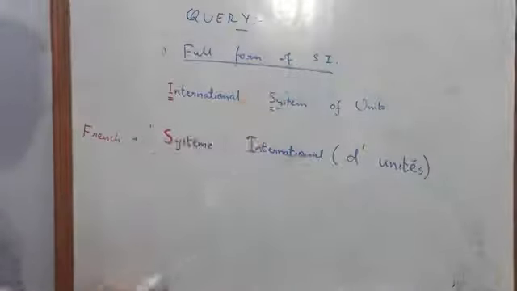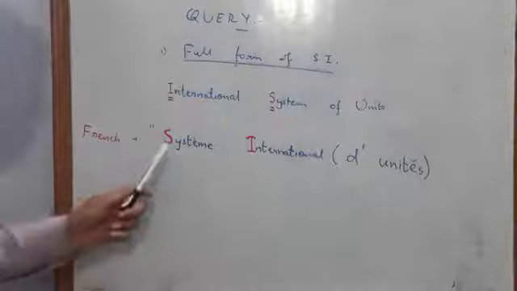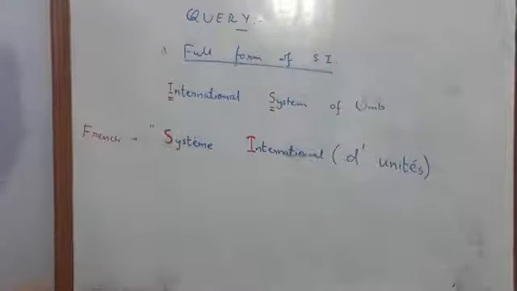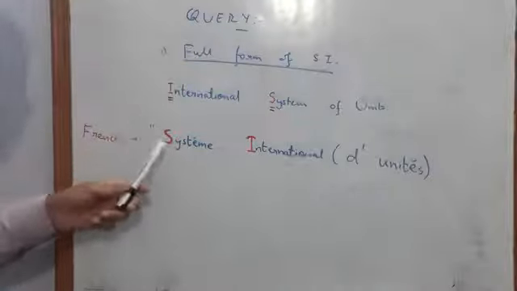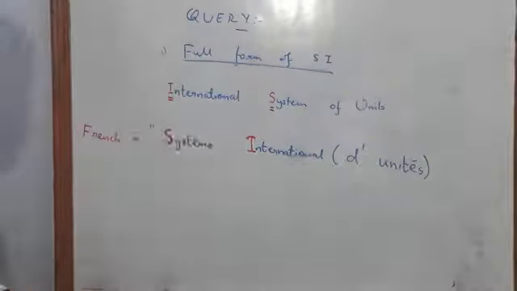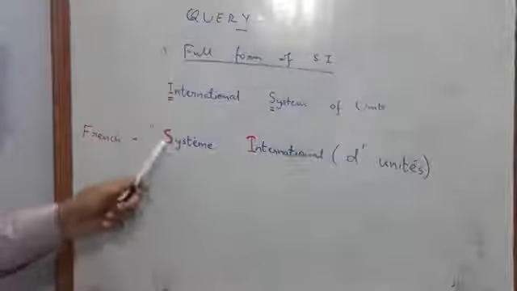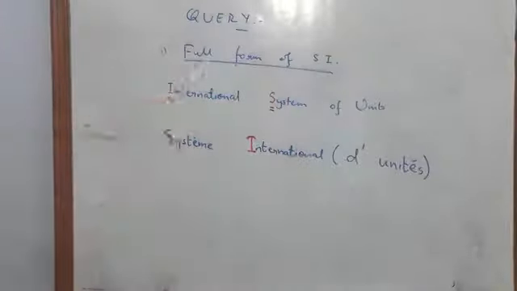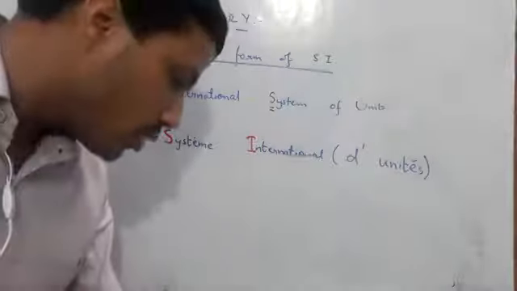It is taken from French Système International des Unités. Translated form will be International System of Units. As you can see here, S and I, which I have indicated in the reading, is self-explanatory for the full form of SI. The important thing to note over here is that this system of units is internationally accepted across the globe.